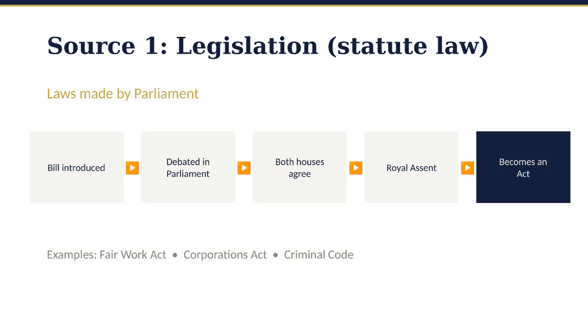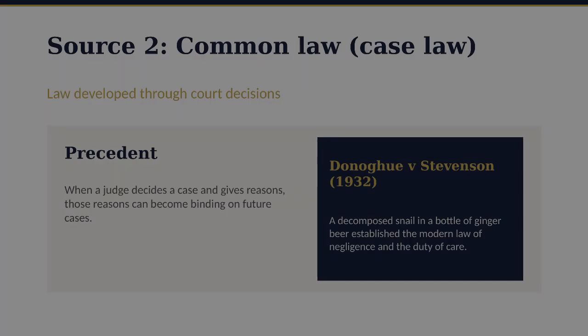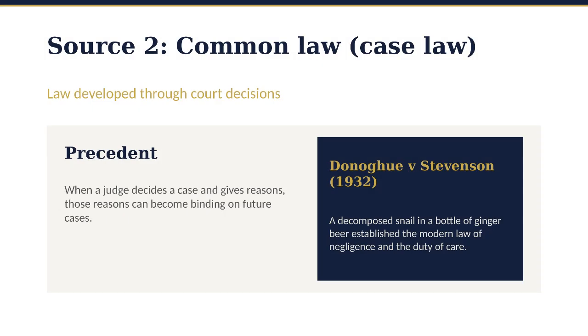Examples you've probably heard of: the Fair Work Act, which governs employment; the Corporations Act, which governs companies; the Criminal Code. These are all pieces of legislation. The second source is common law, sometimes called case law or judge-made law. This is law that develops through court decisions. When a judge decides a case and gives reasons for that decision, those reasons can become binding on future cases.